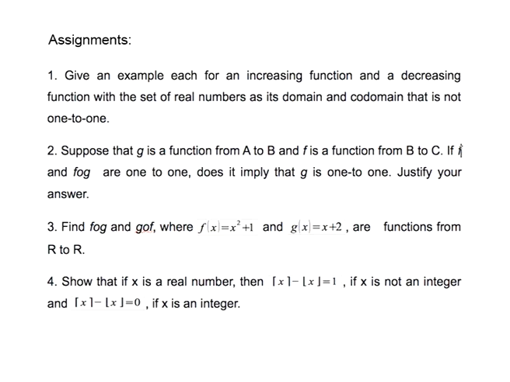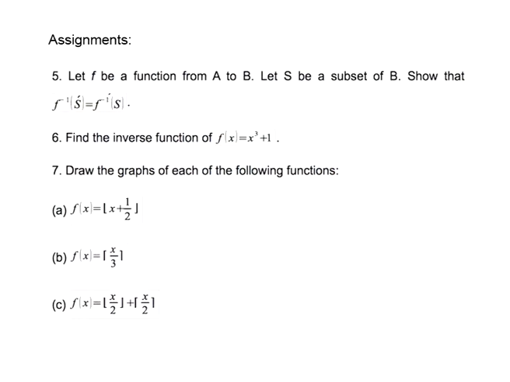Fourth one, show that if x is a real number, then the ceiling of x minus floor of x is equal to 1 if x is not an integer, and ceiling of x minus floor of x is equal to 0 if x is an integer. Fifth one, find the inverse function of f of x is equal to x cube plus 1. Sixth one, draw the graphs of each of the following functions. F of x is equal to floor function of x plus half. Second one, f of x is equal to ceiling function of x by 3. F of x is equal to floor function of x by 2 plus ceiling function of x by 2.